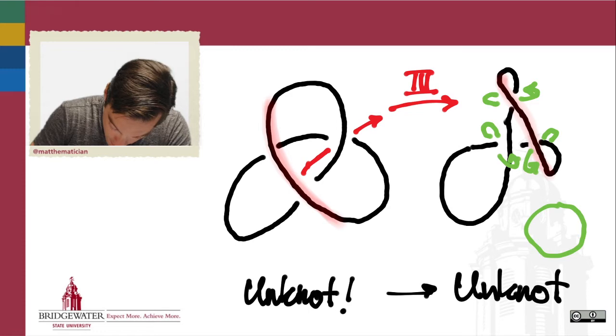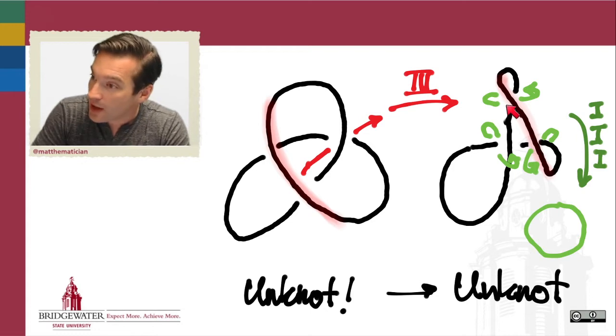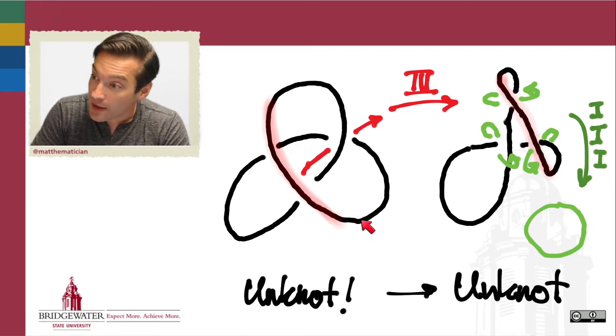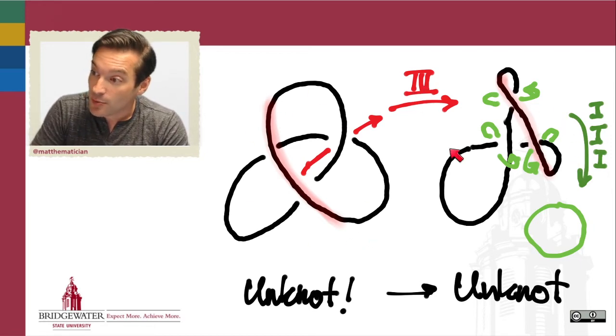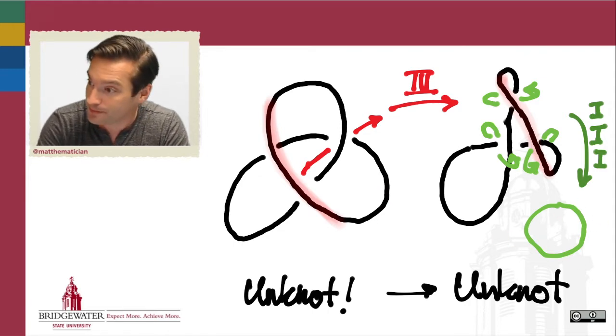And then we would just need to do 3 type 1 moves. Type 1, type 1, type 1. That would untwist these little twists over here and give me the completely unknotted diagram. So we know this is a diagram of an unknot because there is a sequence of Reidemeister moves that takes me from this diagram to the diagram which I know represents the unknot because it has no crossings at all.